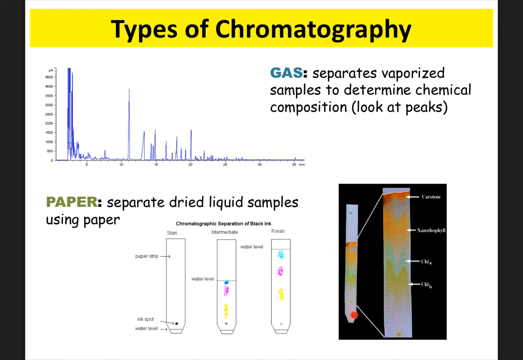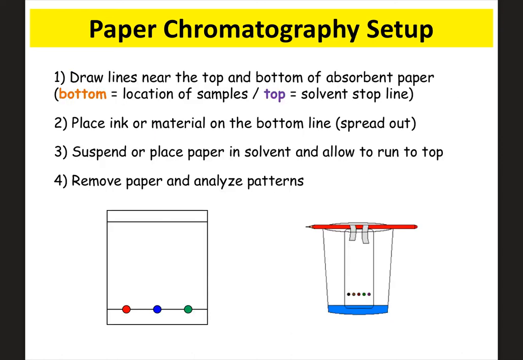So they spotted the plant pigment here at the bottom and they allowed the solvent, the liquid, to move up. And as it moved up, you can see the different colors here separating out. So that's an example of paper chromatography. So the basic setup of paper chromatography, you take some form of absorbent paper.